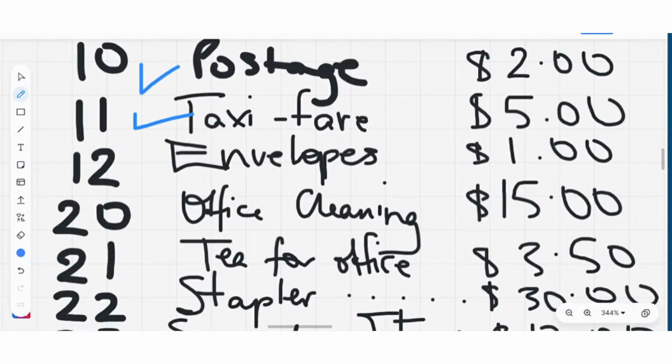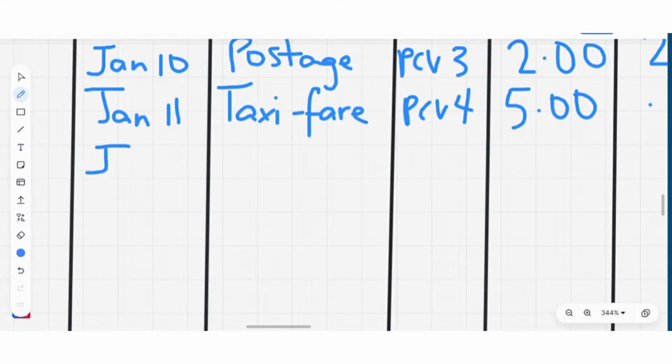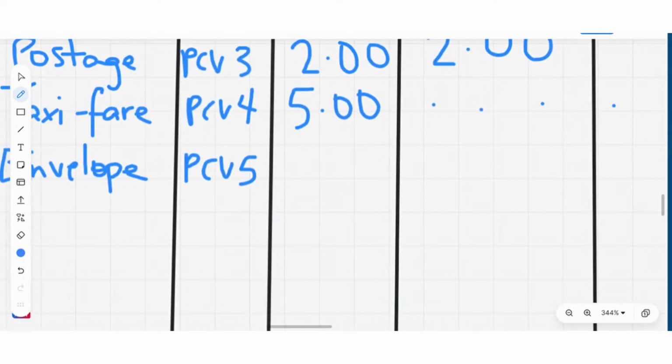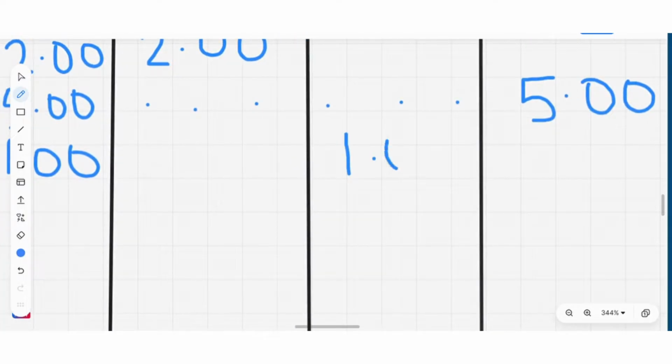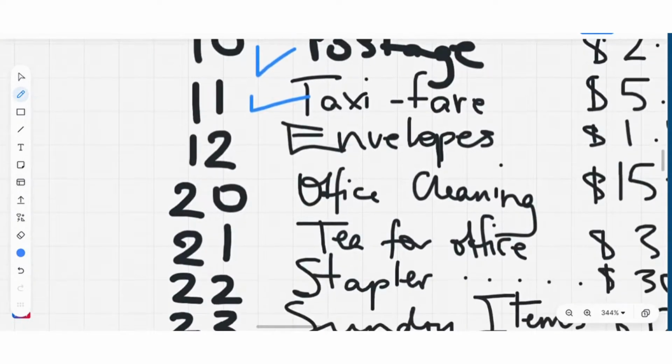Then envelope $1, January 12. Petty cash voucher number 5. Total is $1. And then the envelope, we're putting it under stationery. We just continue doing the same thing.